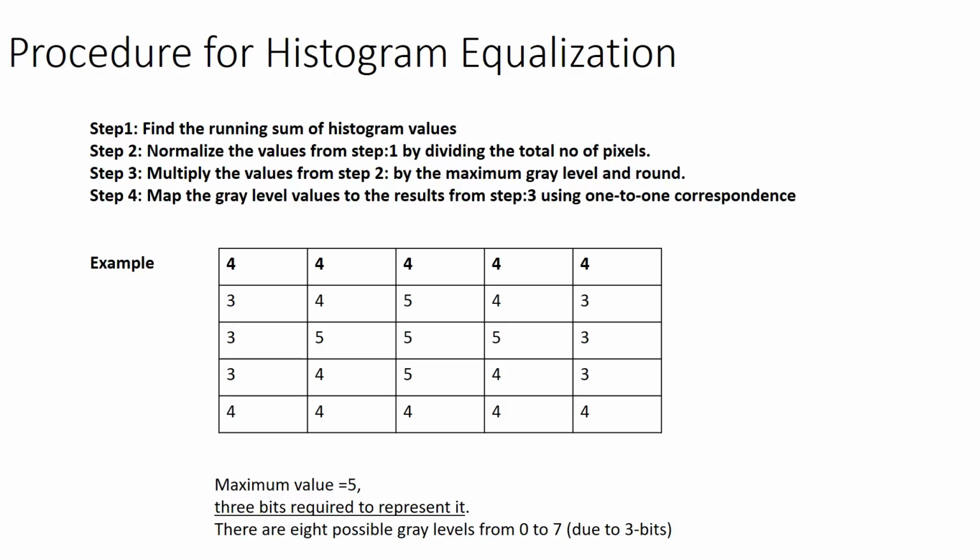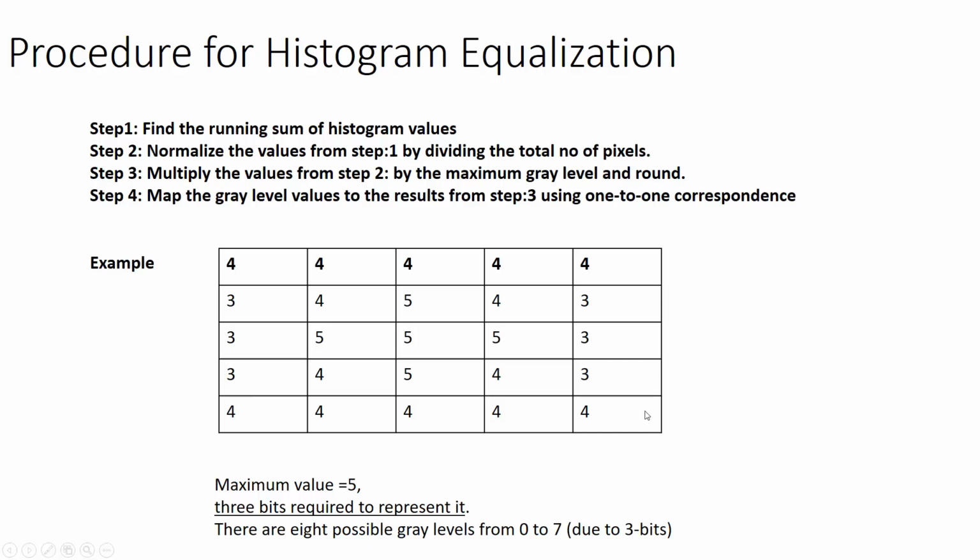So this slide shows the steps involved for histogram equalization. Step 1: find the running sum of histogram values. Then in step 2, normalize the values from step 1 by dividing by the total number of pixels. In step 3, multiply the values from step 2 by the maximum gray level and round off. Step 4: map the gray levels to the result from step 3 using one-to-one correspondence.